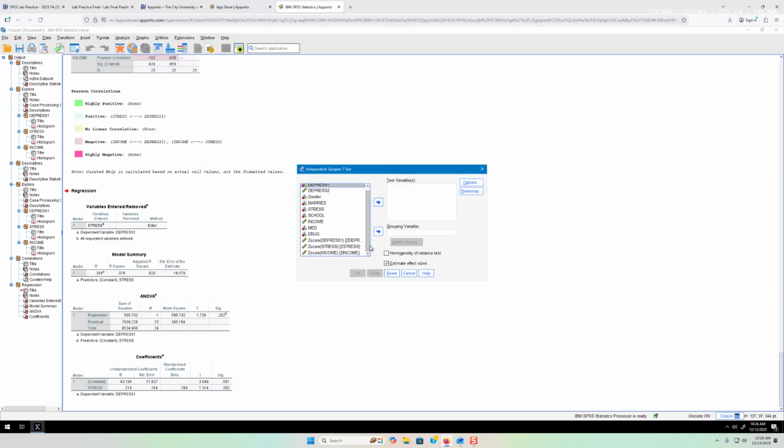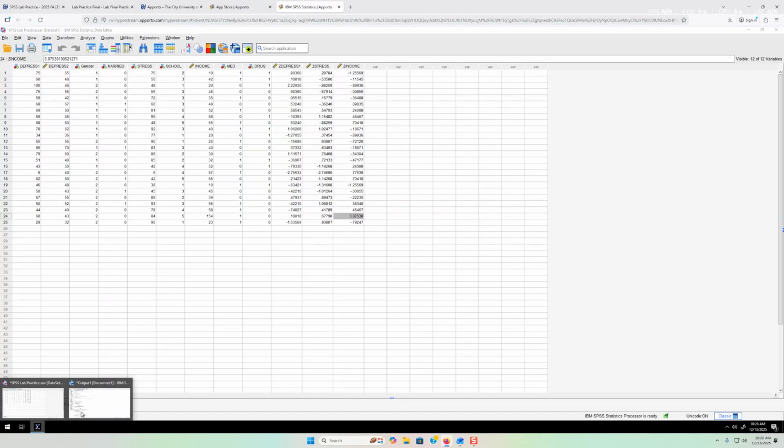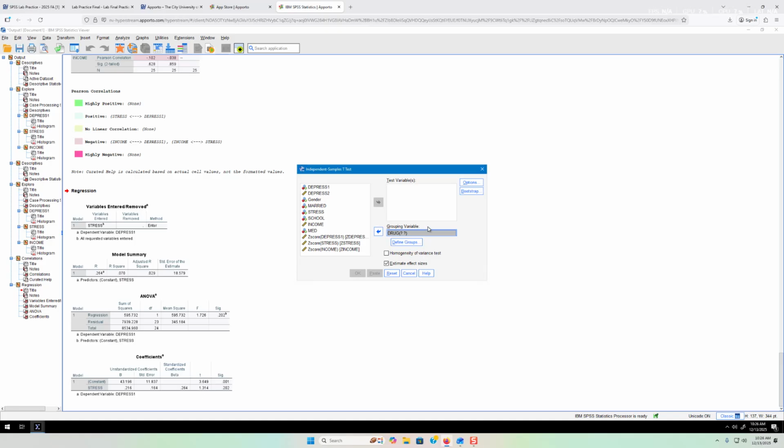We're going to do the grouping variable for drug. Now, drug is 1 and 0, because if you look at the data here, drug is categorized as 1 for drug user and 0 for non-drug user. So you have to put 0 and 1 in the box for grouping variable. So let's go back to the output that we're looking at, the menu here. Right, so drug has to be defined groups, has to be 0 and 1. Not 10, 0 and 1.